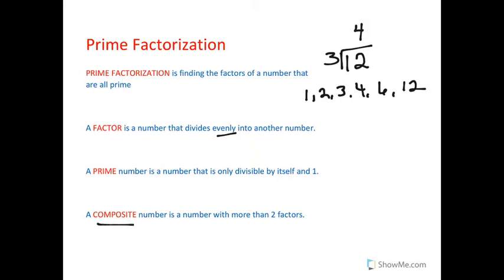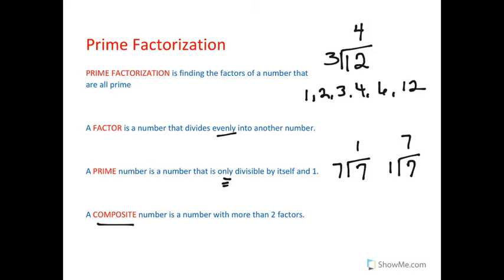Therefore, the number is composite because it has more than 2 factors. It has 6 factors. Prime numbers are only divisible by themselves and 1. So if I took the number 7, I could divide that by 7, it goes 1 time, or I could divide it by 1 and go 7 times. Those are my only options. There are no more factors. It only has the factors 1 and the number itself. That means that this is prime. 1, however, is not prime.